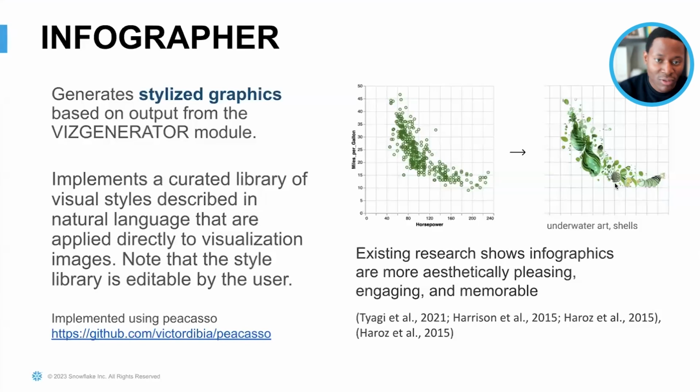The final module is an infographic, and the goal of this module is to generate stylized but graphically interesting versions of a generated visualization. And so this work is grounded in research from the HCI domain that shows that infographics are more aesthetically pleasing, engaging, and memorable. And so this has a lot of applications for data story generation use cases.